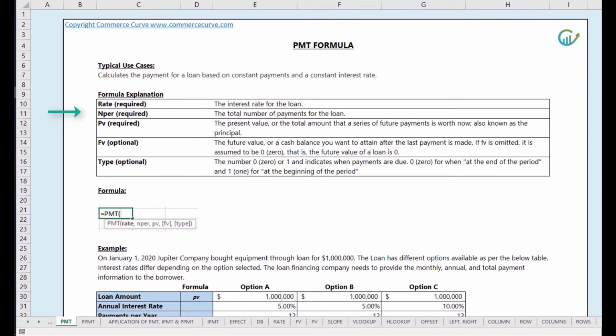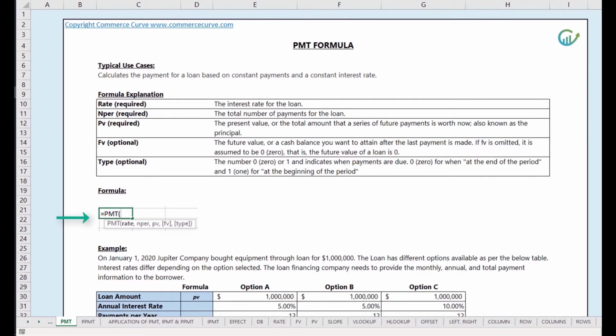There's the future value, which is an optional field, and that's the cash balance that you want to attain after the last payment is made. And if the future value is left blank, then it's assumed to be zero. That is, the future value of the loan is zero. And that's often the case when you think about a loan. It's going to be paid off over time, and at the very end of the installment periods, it's going to be zero. There's also the type, and the type is defined as either 0 or 1. A 0 means that payments are made at the end of the period, and a 1 means they're made at the beginning of the period.